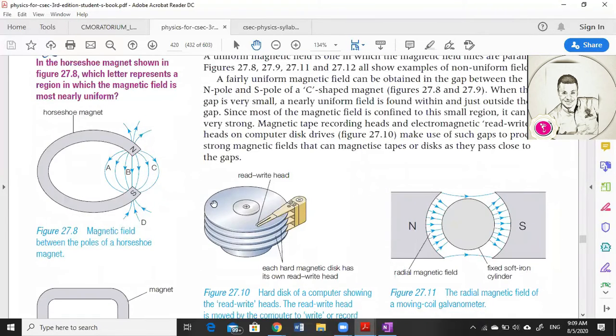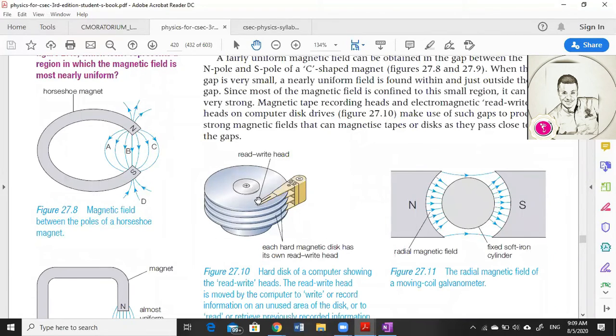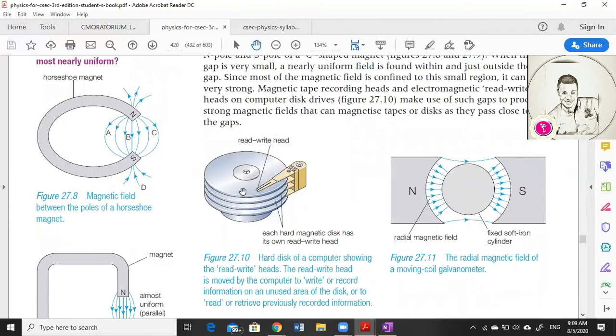All right, last class we were talking about the use of magnetic fields or magnets, and somebody talked about the hard drive or the computer disk. Yes, this is a similar situation, where it could use that kind of magnetic field aspect.